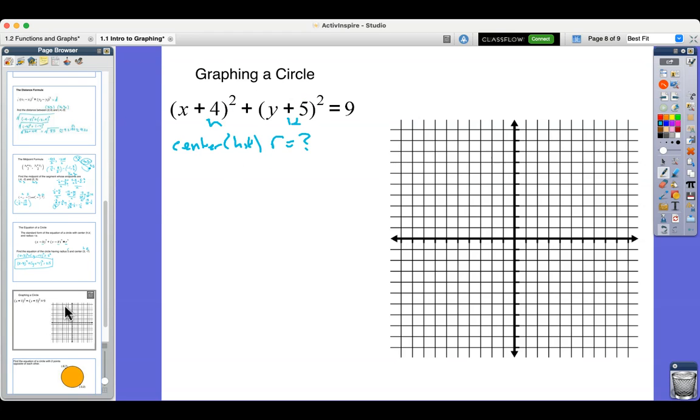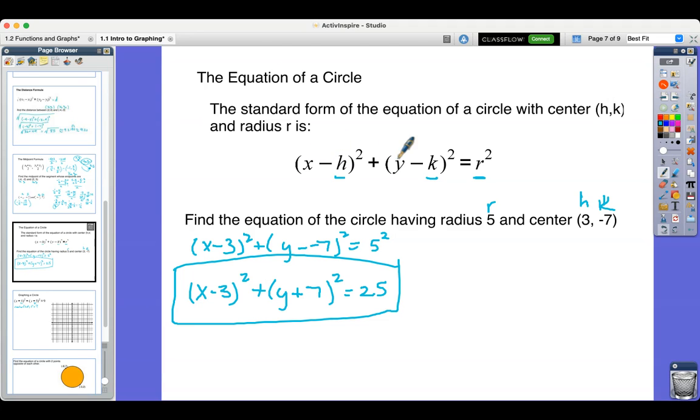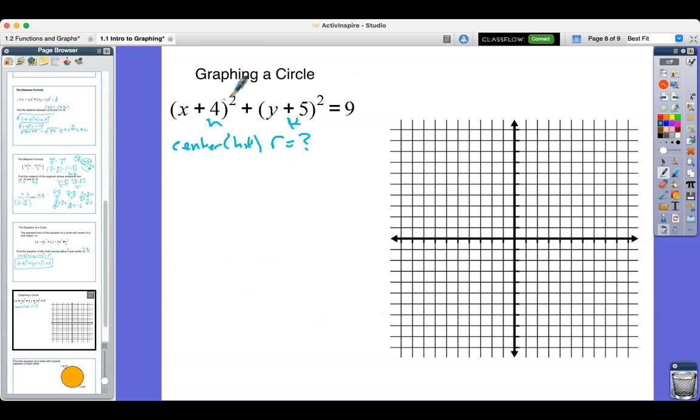Now remember, the original equation for h, k is x minus h, y minus k. And as we saw down here, when you have a negative value, it switches to positive. Because both of these are positive, our center h, k will be negative 4, negative 5. Now, this right here is r squared. 9 equals r squared. I want just r, so I'll square root both sides. 3 equals r. So our radius is 3.